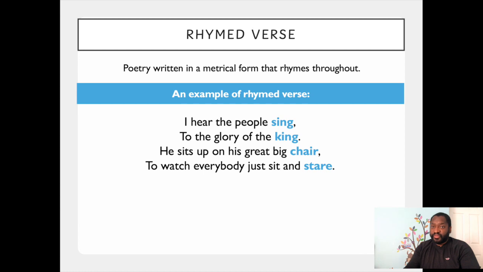Think about using rhyming verse in your poems. A rhyming verse is poetry that is written in a form that rhymes throughout. An example of this could be, I hear the people sing to the glory of the king. He sits up in his great big chair to watch everybody sit and stare. Can you hear the rhyme in that? That's an example of rhymed verse.